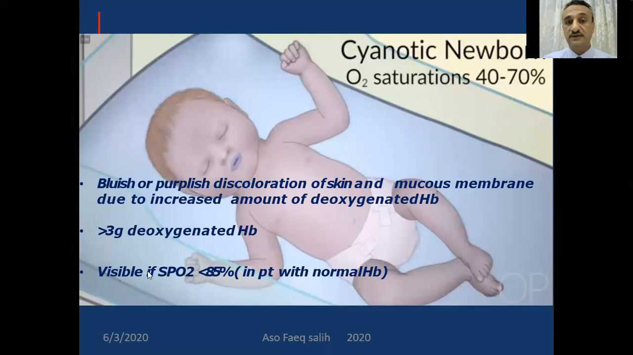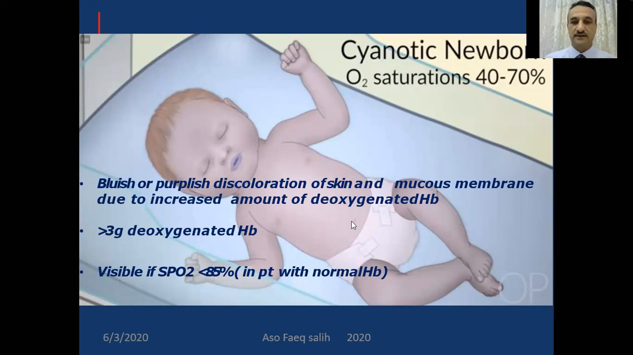And what's the definition of cyanosis based on the pulse oximetry test? Because as a nurse or as a physician, we are always depending on our eyes. So when your eye detects a desaturation, or blueness, it means the saturation is below 85. Between 85 and 95, and above 95 is normal, it's desaturated, but it cannot be seen, or may be seen by some experts but not everybody. So you need a pulse oximetry test in that case. That's the trick here.